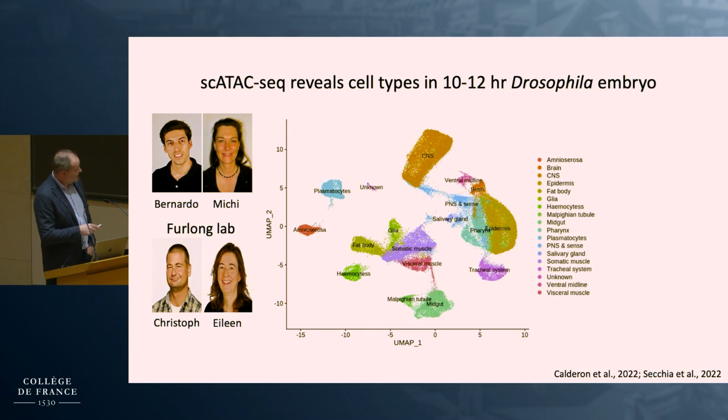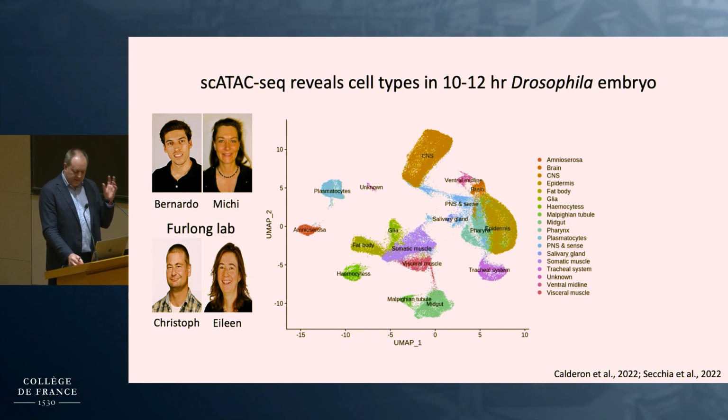with Eileen Furlong's lab, who at the time had just performed single-cell ATAC-seq for the 10 to 12 hour old Drosophila embryo, revealing at the single-cell resolution level the accessible DNA for many different tissues, including, for example, the central nervous system, epidermis, different muscle tissues, the gut, and so forth.